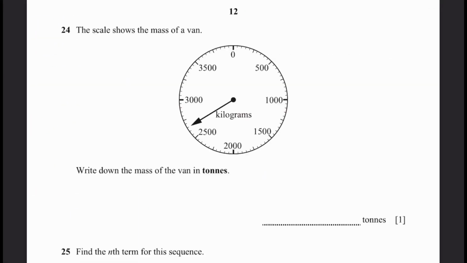Let's move on to question 24. The scale shows the mass of a van. Write down the mass of the van in tons. So first let's find out how much 1 ton is. It is equal to 1,000 kilograms. We need to remember this.